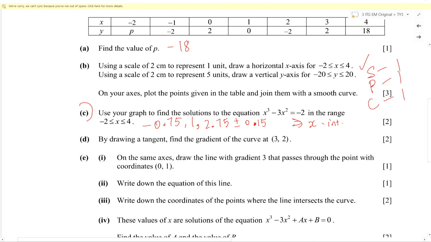Part D, by drawing a tangent, find the gradient. Almost everybody got 1 mark for drawing the tangent line. Okay? Now drawing tangent line is like an art. You can draw the tangent line, but is it accurate or not? Only mathematics can tell whether it is accurate or not. It is not a must to differentiate. However, differentiating will give you the correct answer.